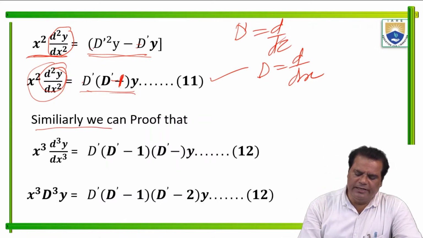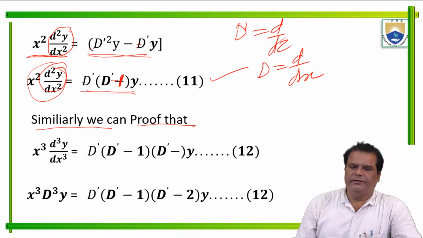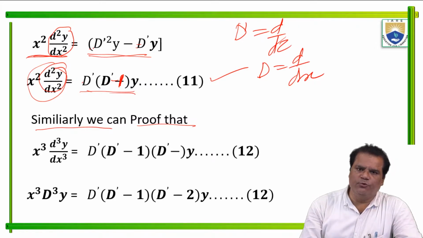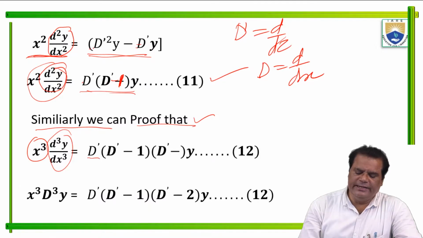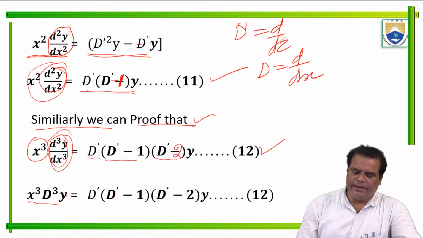So now similarly we can prove, with equations number 5 and 11 that we have already proved. With the help of these two equations we can prove this formula: x³ d³y/dx³ equals D'(D' minus 1)(D' minus 2) y. This is equation number 12.